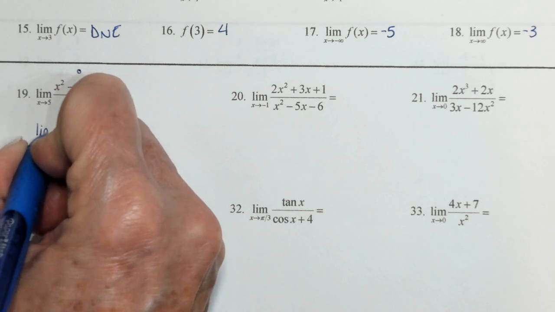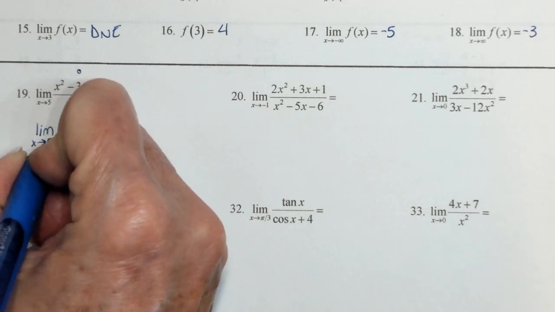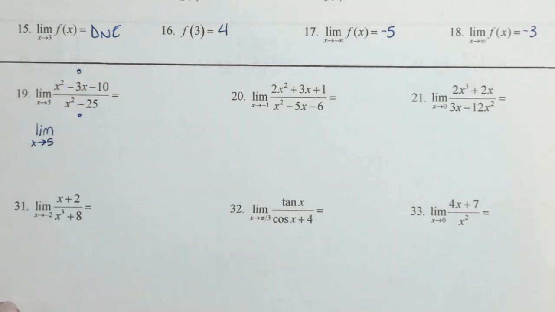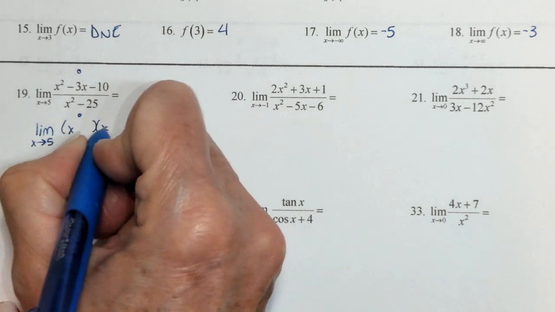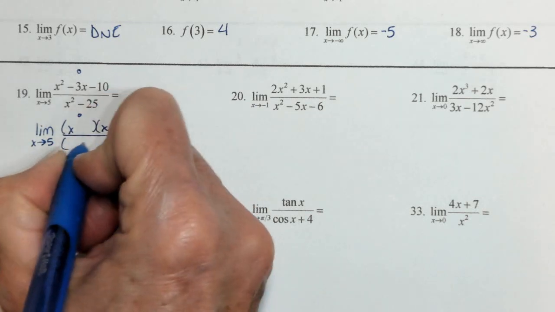We rewrite limit. You have to rewrite limit. If not, you will lose points. Okay? I'm going to factor the top. I'm going to factor the bottom.